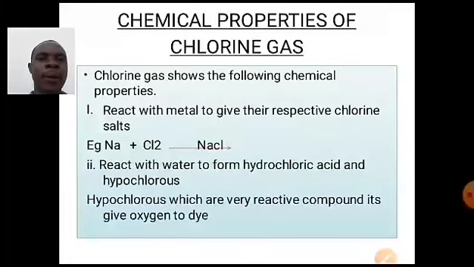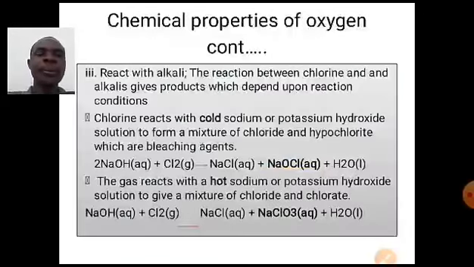Let's see the chemical properties of chlorine gas. Chlorine gas shows the following chemical properties. Number 1, it reacts with metals to give their respective chlorides. For example, sodium reacts with chlorine to form sodium chloride, known as table salt. Number 2, it reacts with water to form hydrochloric acid and hypochlorous acid. You have already seen hypochlorous acid is a very reactive compound. It gives oxygen to dye and makes the dye become colorless.